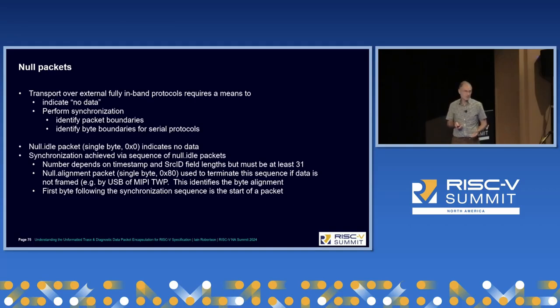And even if you had a timestamp, the timestamp could be 0, and the source ID could be 0. So, depending on exactly how long your timestamp and source ID are, somewhere in the region of at least 31 bytes of zeros is the maximum number of bytes of zeros you could have inside a packet. If you see more than that, then you must be outside a packet in an idle region. And then the first non-zero byte you see after that will therefore be the beginning of a packet.